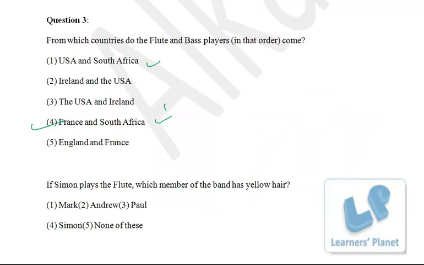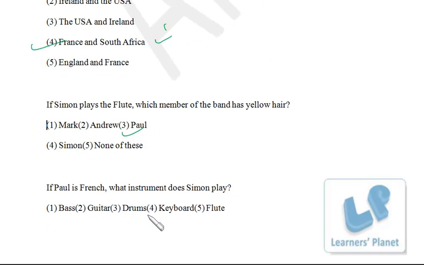Okay, so it's Paul. If Paul is French, what instrument does Simon play? So that's pretty simple. If Paul is French, Paul will play flute. Then in that case, Simone should be from US and she will play keyboard. Okay, she or he, whatever.